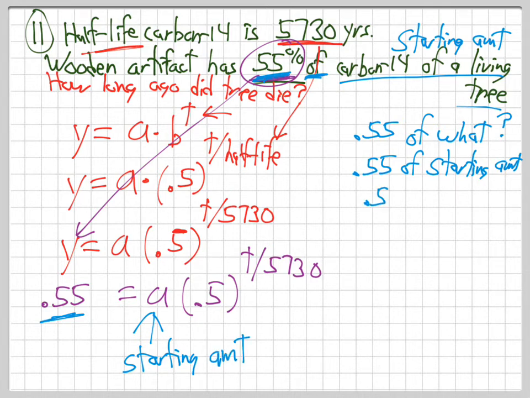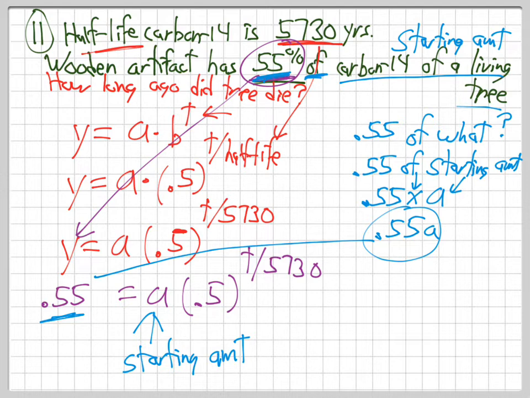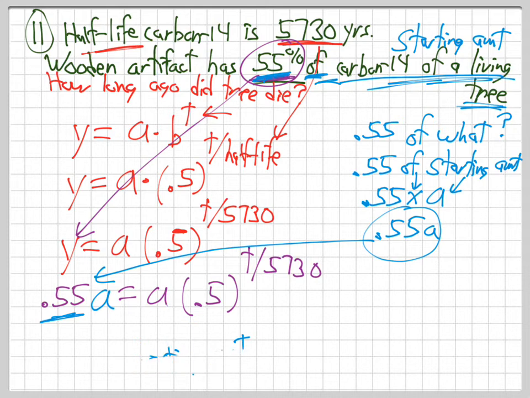So it's 0.55 of, and what is of always? Times. Of is always times in math. A, the starting amount is A. So it's 0.55A. That's what should go there. I'm missing the A. It's not just 55% alone. It's 55% of the starting amount, of the amount that a living tree has, which is the amount it had at the start, right when it died and then began to decay. Okay, so that's correct now.